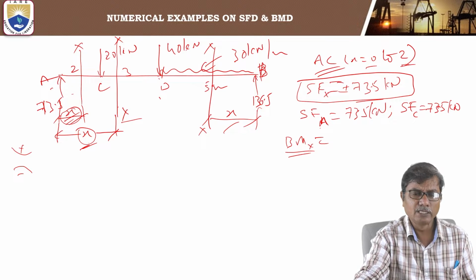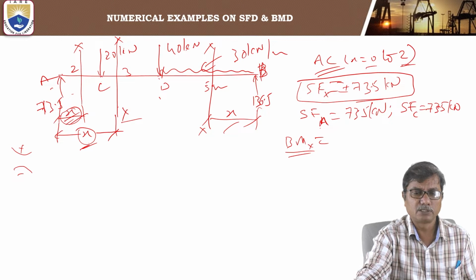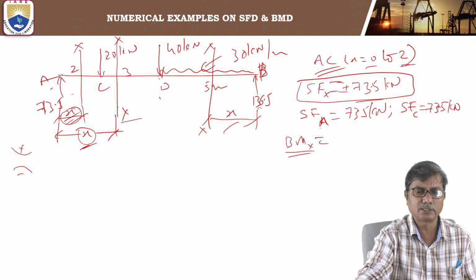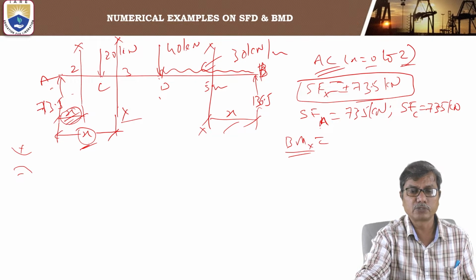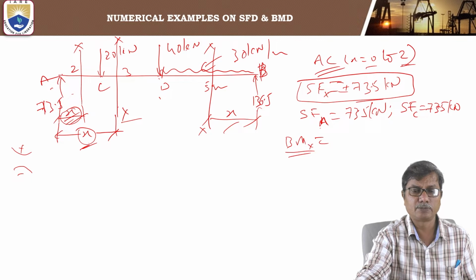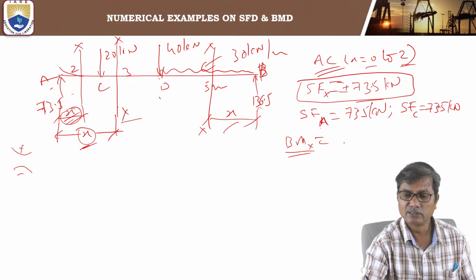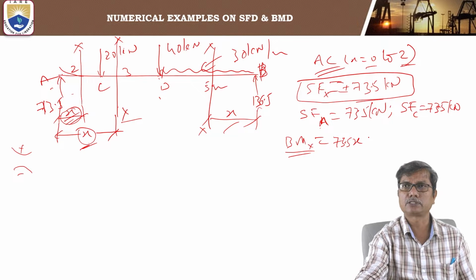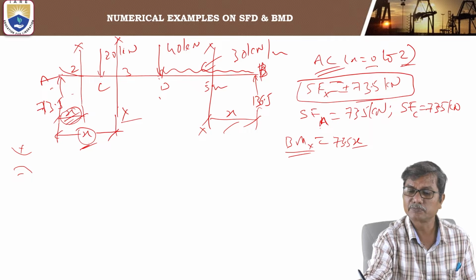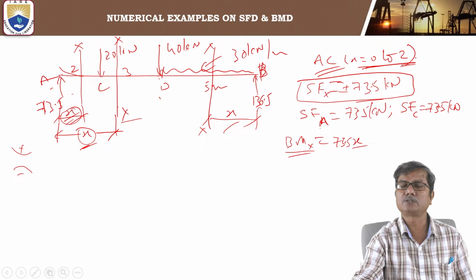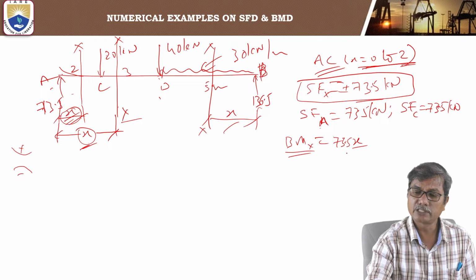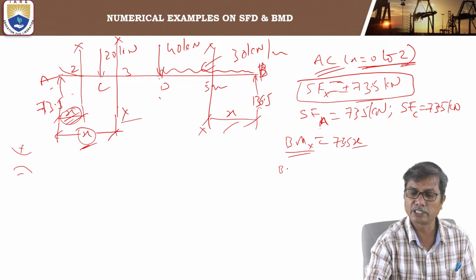Okay. So 73.5, the reaction at A, is the only force acting to the left. So the moment due to this force is positive because it produces sagging moment. Okay. So the moment due to reaction is 73.5 into x, and the limits for x in portion AC are 0 to 2. Okay. So when x is 0, that means the section will be at A and bending moment at A will be 0.